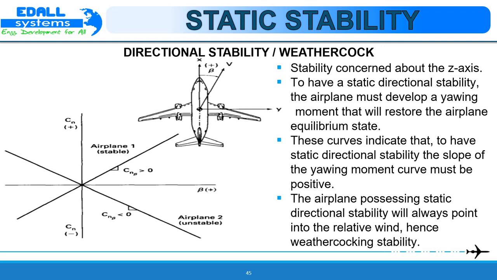Aeroplane 1 will develop a restoring moment that will tend to rotate the aeroplane back to its equilibrium condition, that is a zero side slip angle. Aeroplane 2 will develop a yawing moment that will tend to increase the side slip angle.